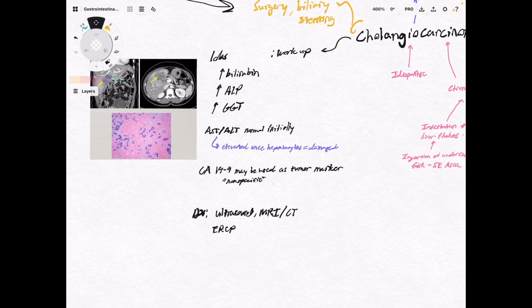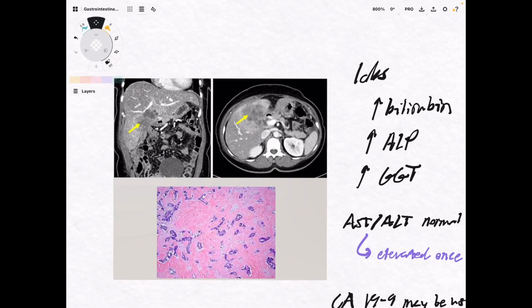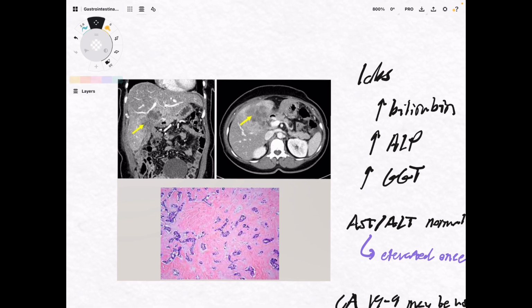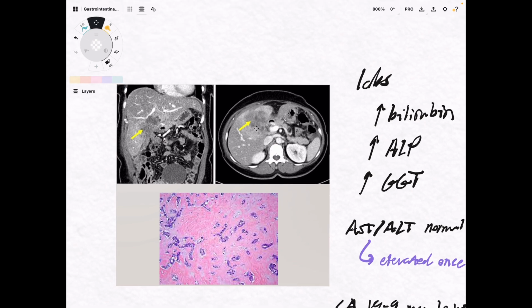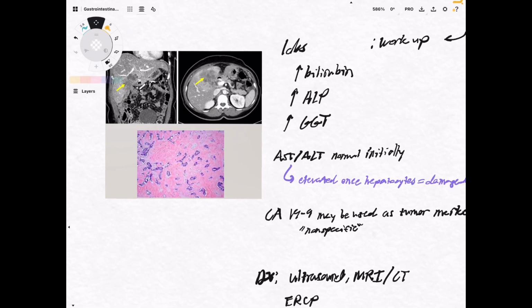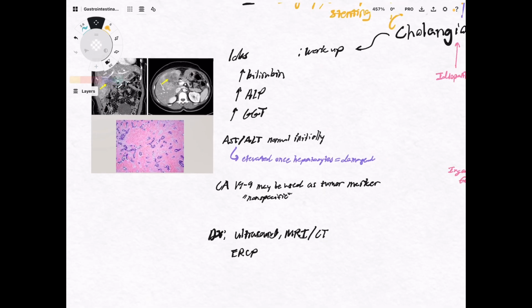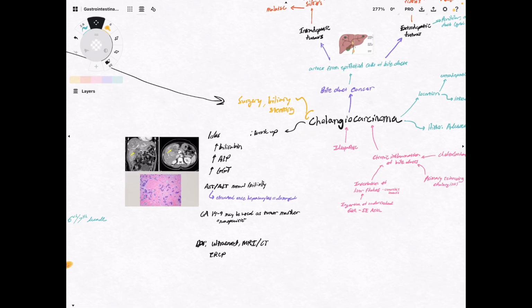To diagnose, just perform an ultrasound. You can see it on that, or an MRI or CT. Here's what an MRI, here's what CT looks like. So you can see, there it is. There's another view there. And then on biopsy, here's what it looks like. You have proliferation of epithelial cells there. Looks like you have some necrosis. And then you have ERCP, so just do a scope into the biliary tree and you can take a look.